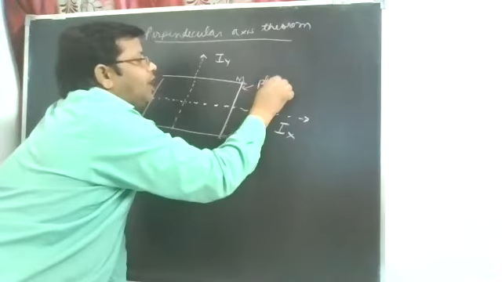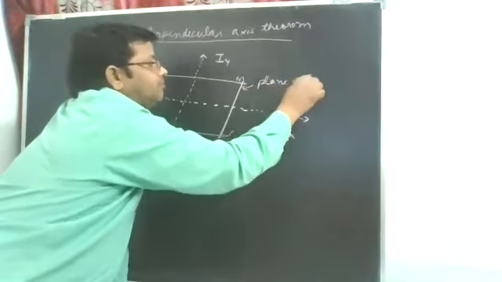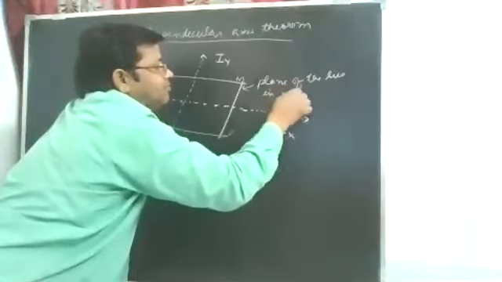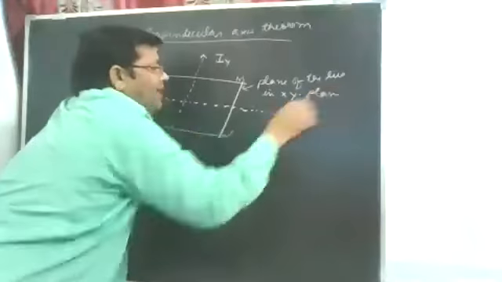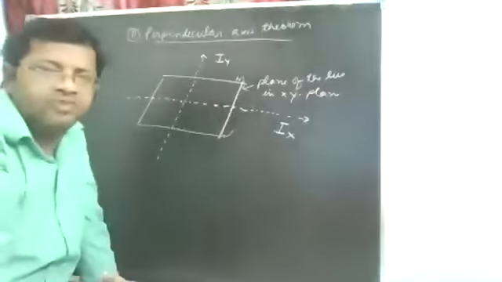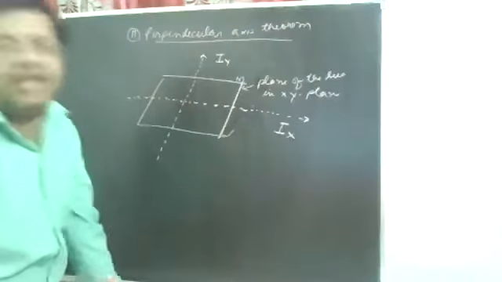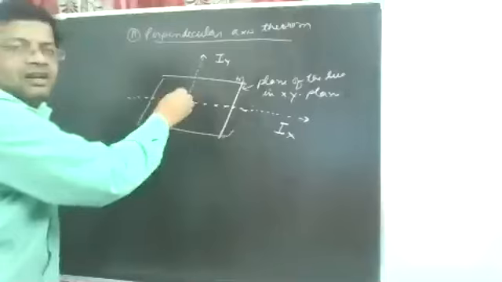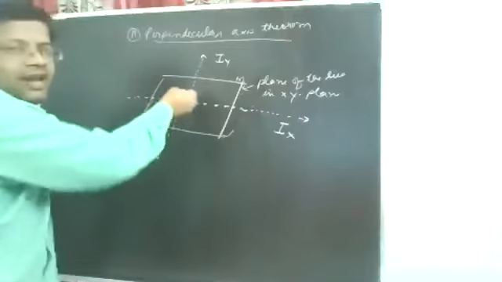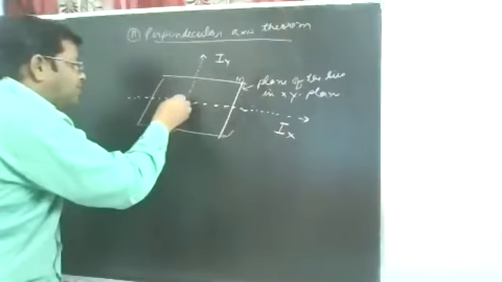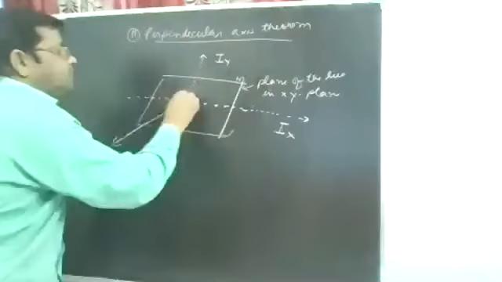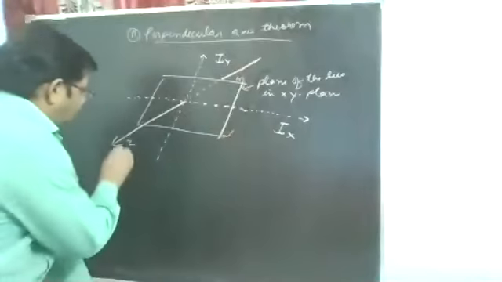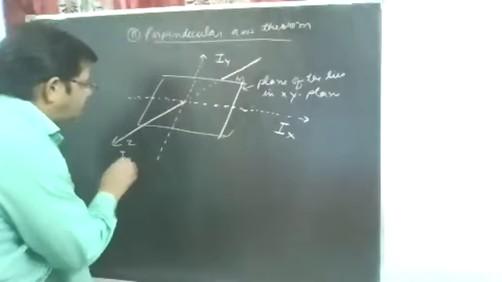Now see here, the plane of the body lies in the xy plane. That is, the x-axis lies in the plane of the body, the y-axis lies in the plane of the body, and the z-axis is perpendicular to this plane. The inward z-axis is minus z cap, perpendicular to the plane. This is the z-axis, and the moment of inertia of the body about the z-axis is Iz.